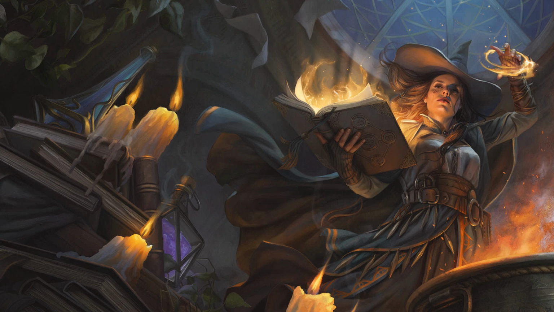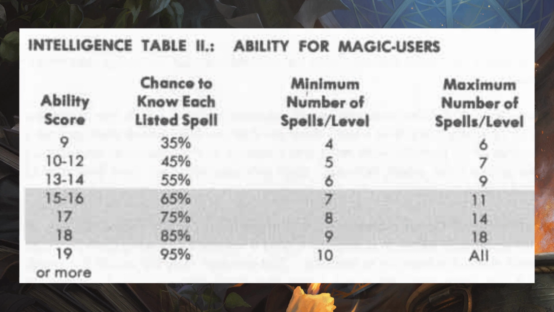Intelligence Table 2 shows that, for example, a Magic User with 10 intelligence has a 45% chance to know each spell of the requisite level. Importantly, this is not that they actually know the spell, but should they come across it, this represents their chance that they can ever know the spell.